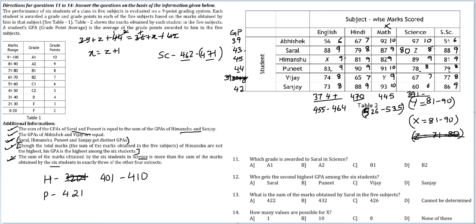If Puneet is 421, it simply implies what? Himanshu is already lower than Puneet. Regardless of what he scores, 401 to 410, he will definitely be lower than Puneet. That is wonderful. Just for my peace of mind, I'm also doing it for Saral. Let us calculate the total for Saral. Will he be able to overtake Himanshu at any time?